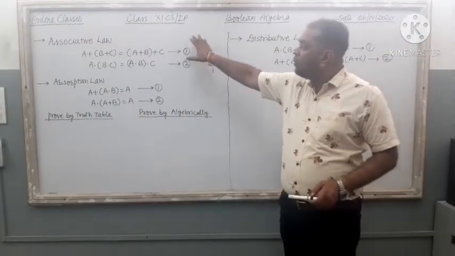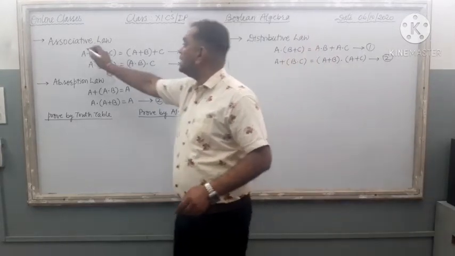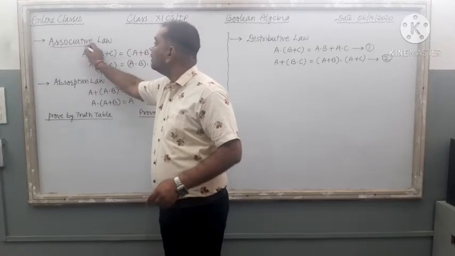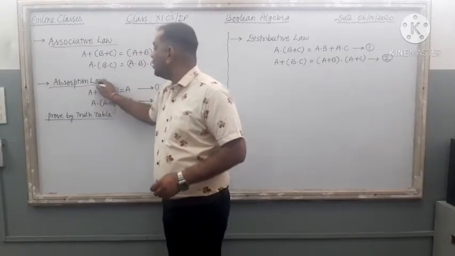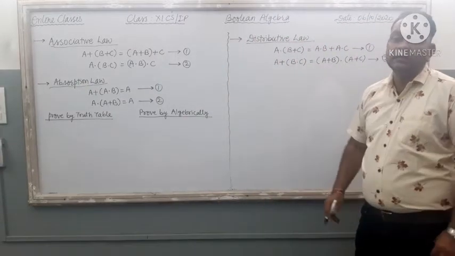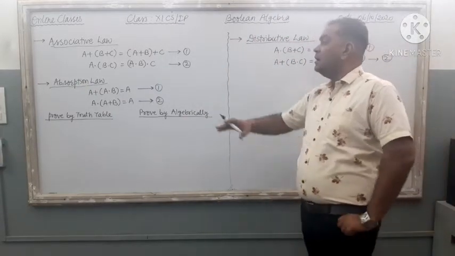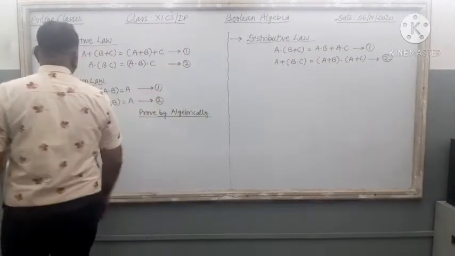Now, 3 more Boolean laws are there on the board. The first one, it is associative law. What is there in associative law? The second one is absorption law. And the third one, it is a distributive law. These 3 very important laws are there in Boolean algebra. Now we will discuss what is there in these laws.